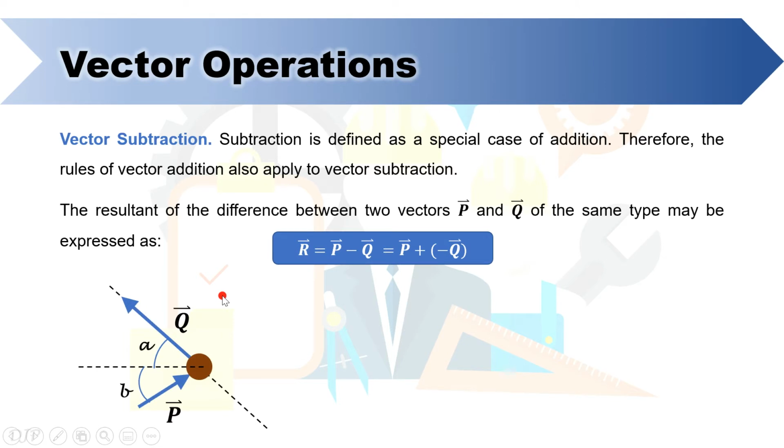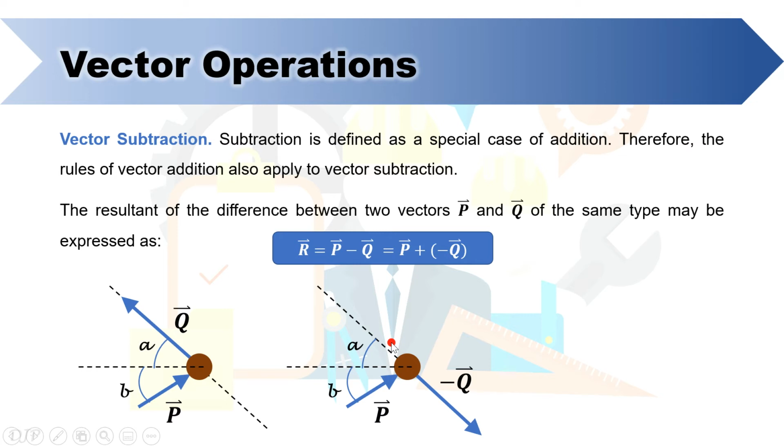Since we want to get the resultant of the difference, we have to redraw the figure as follows. It can be noticed from here that the negative of force vector Q still has the same magnitude as represented by the length of the arrow line. Also, it is still along the same line of action represented by this dashed line. However, it is now directed in the opposite direction.